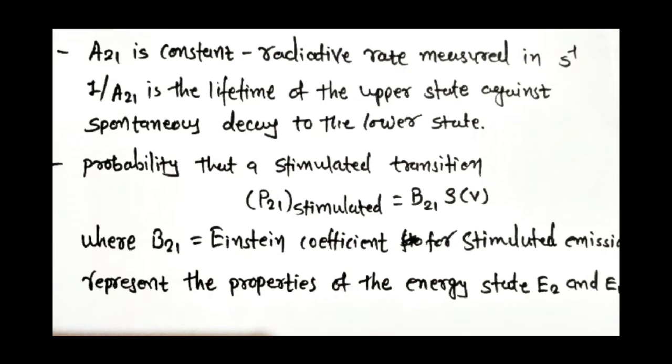Next, the probability that a stimulated transition occurs is P21 stimulated equal to B21 into rho, where B21 is the constant of proportionality known as the Einstein coefficient for stimulated emission. It is a constant characteristic of the atom and represents the property of energy states E1 and E2.